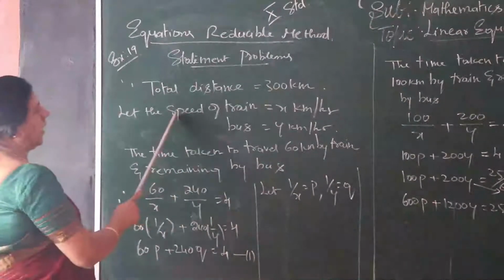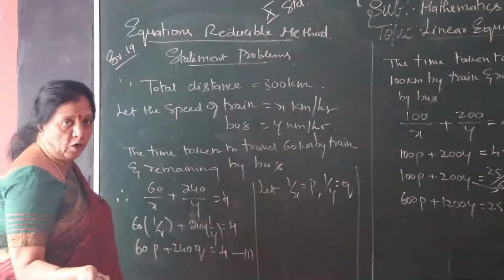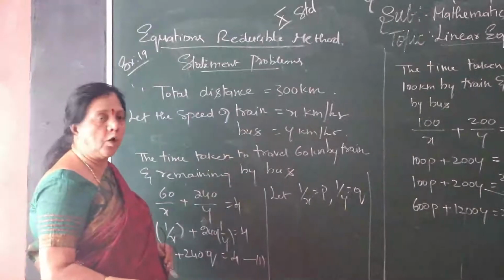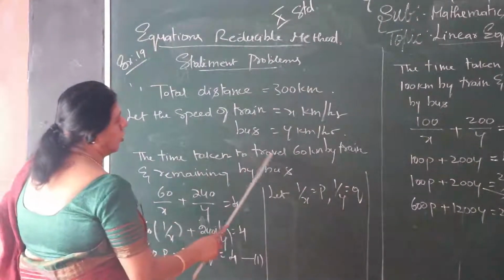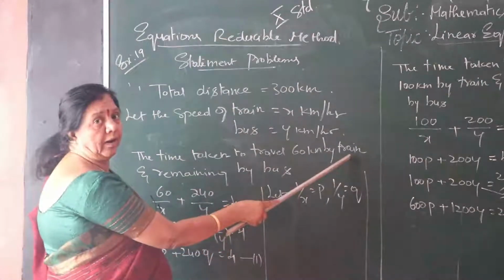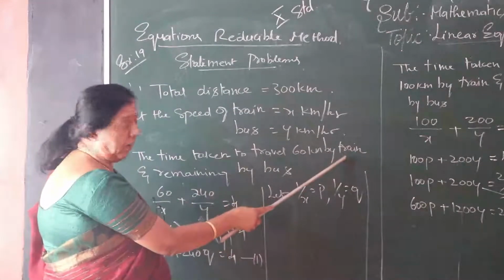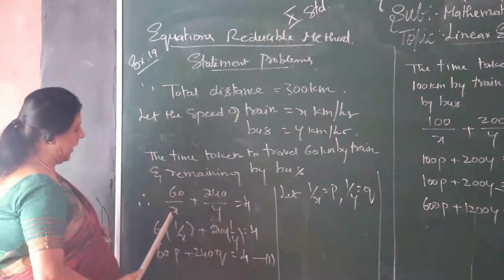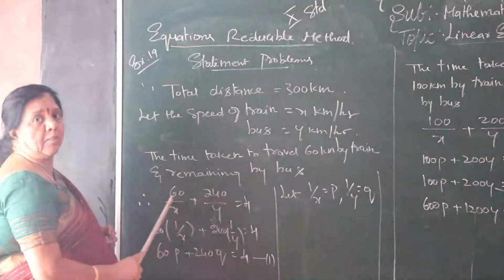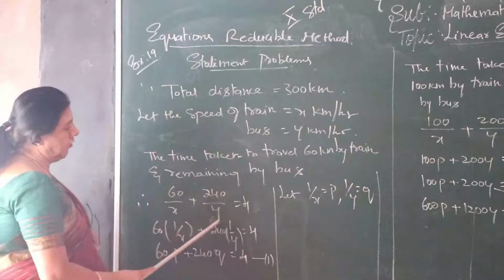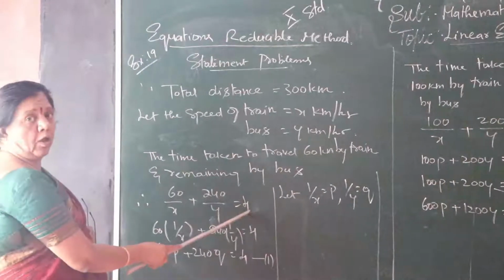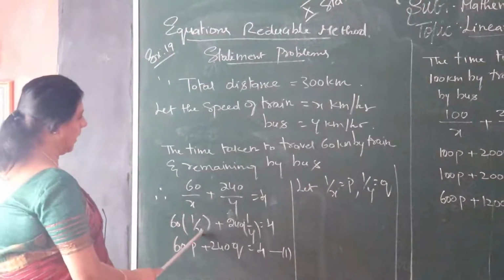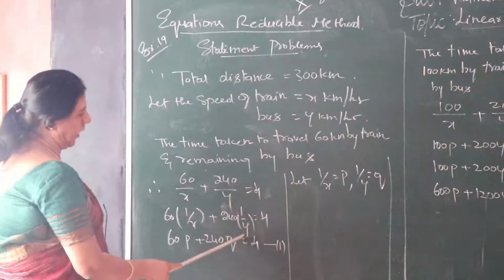Now the speed of the train is x kilometers per hour, and we have to find out the speed of the bus, y kilometers per hour. The time taken to travel 60 kilometers by train, plus the remaining by bus: 300 minus 60 is 240. So how many hours? 4 hours. So 60 into 1 by x plus 240 into 1 by y is equal to 4.